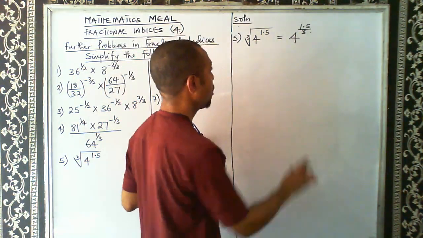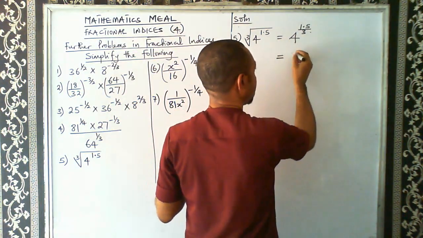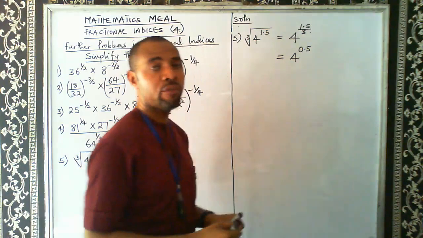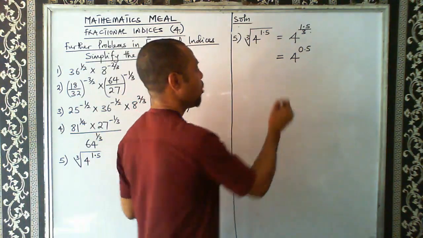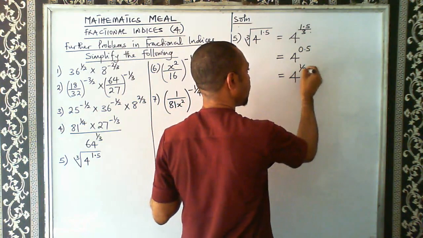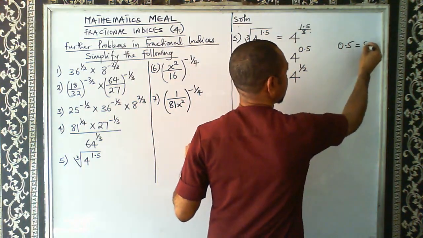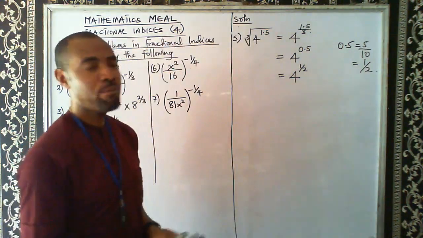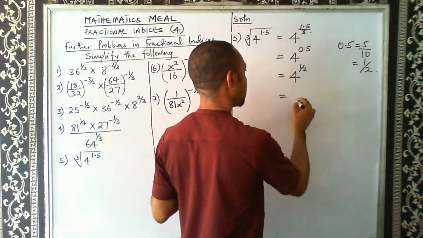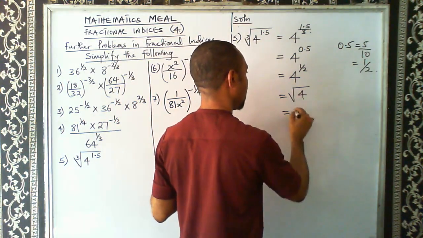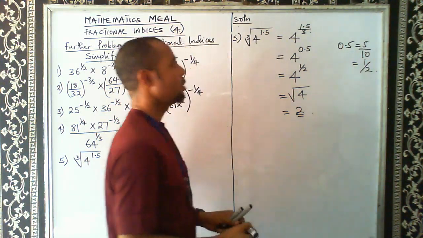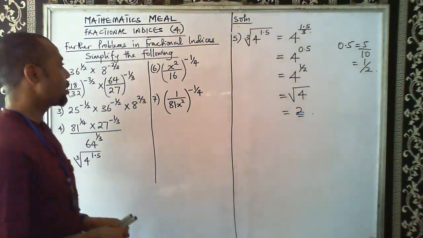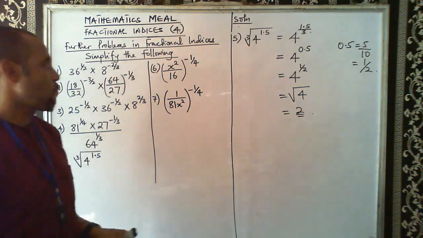And the equation is solved already. Now, this will give us 4 raised to power 0.5, because 1.5 divided by 3 gives us 0.5. Now what is 0.5? 0.5 is 5 over 10, and 5 over 10 is 1 over 2. Any number raised to power half is what? The square root of the number. So this is the square root of 4, and that will give me 2. That's interesting. So that's question number 5.